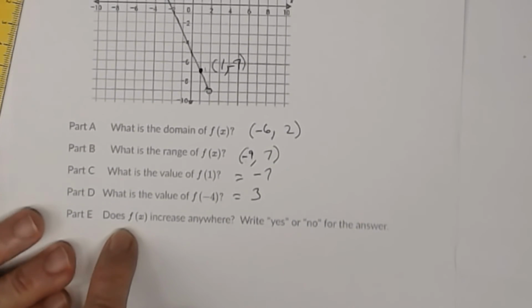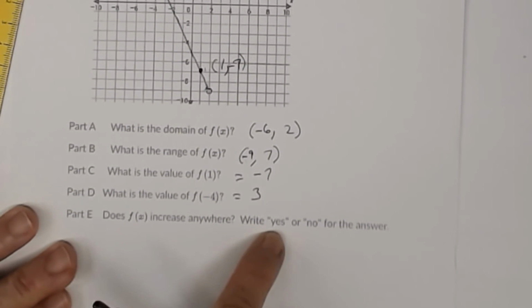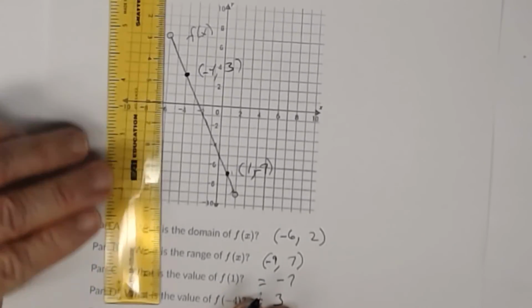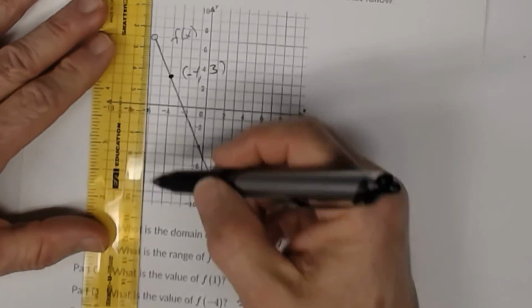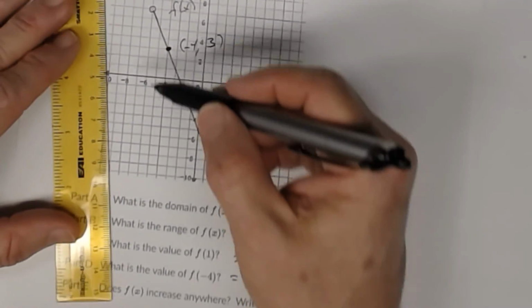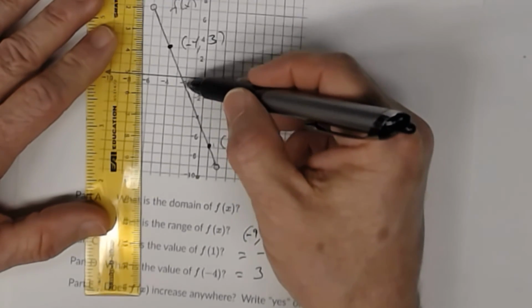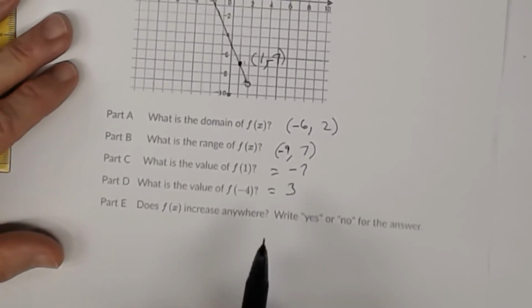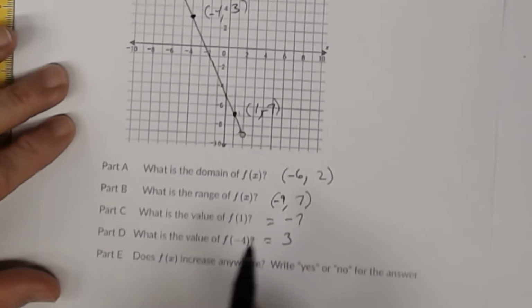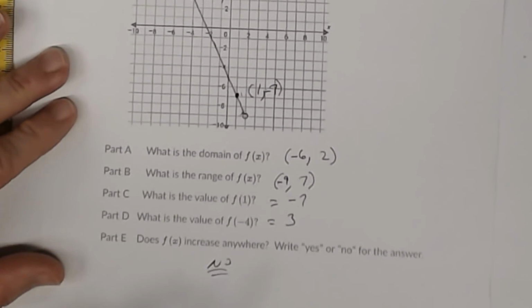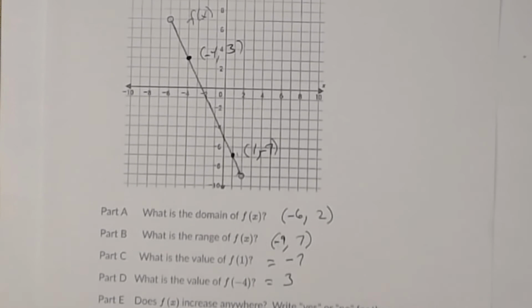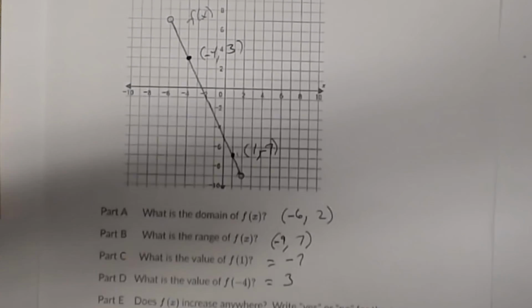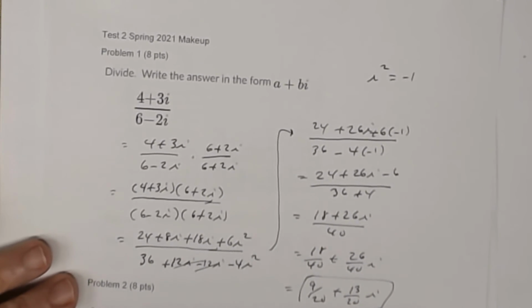And then the question, does f of x increase anywhere? Right, yes or no? Well, as you go from left to right, and remember f of x means y, your y values are getting smaller and smaller and smaller. So this function is not increasing anywhere. In fact, it's decreasing. So the answer is no. Okay? So that is the key to the makeup for test 2.